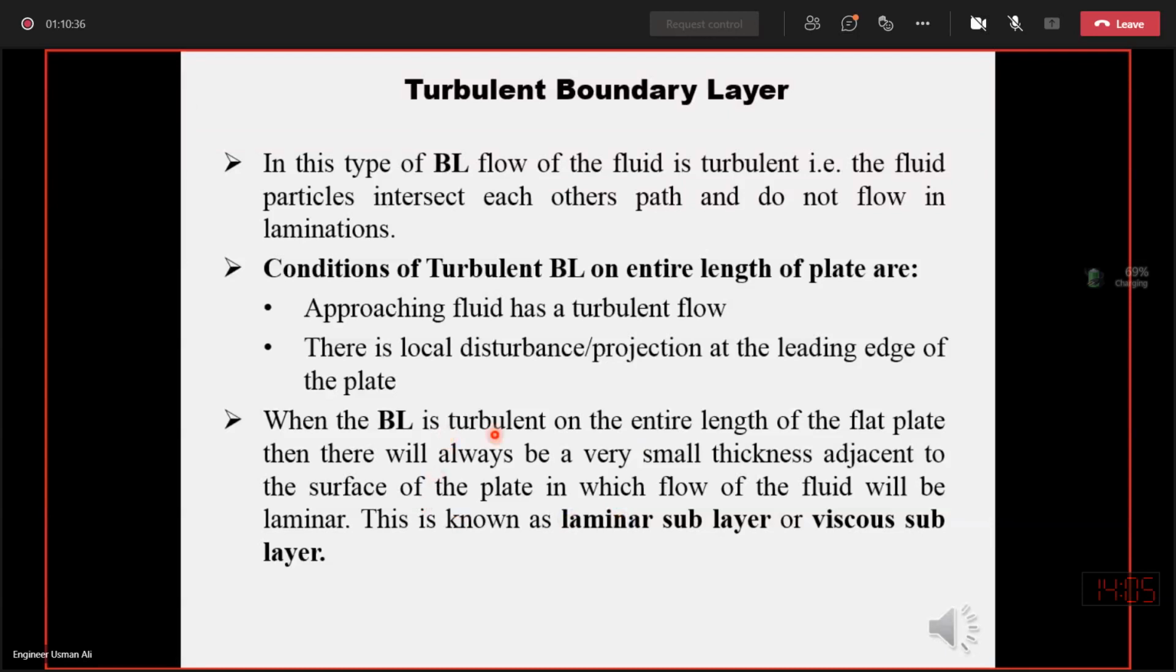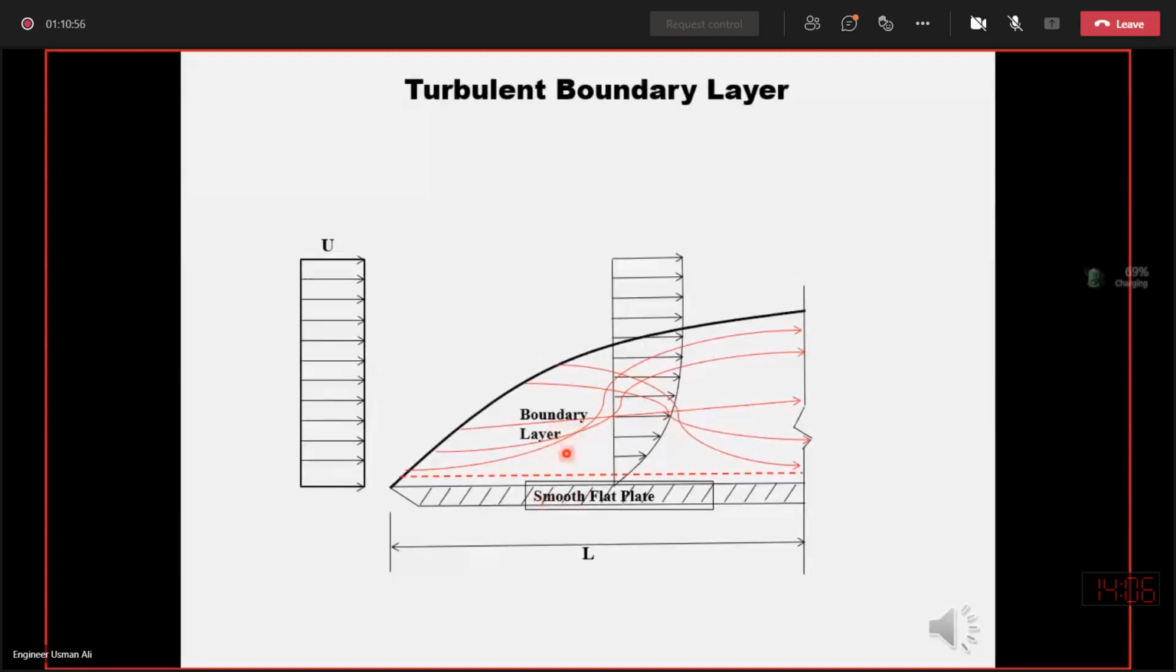When the boundary layer is turbulent on the entire length of the plate, then there will always be a very small thickness adjacent to the surface of the plate in which the flow of the fluid will be laminar. This is known as the laminar sublayer or viscous sublayer. The reason is that very close to the plate surface, velocity is very small. So that tends to be laminar flow, because flow with very small velocity is normally laminar.